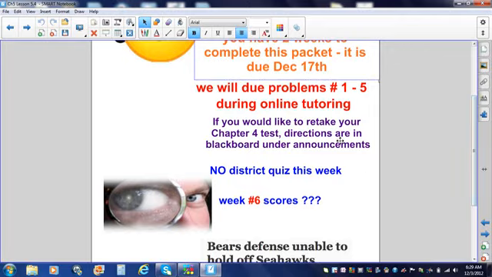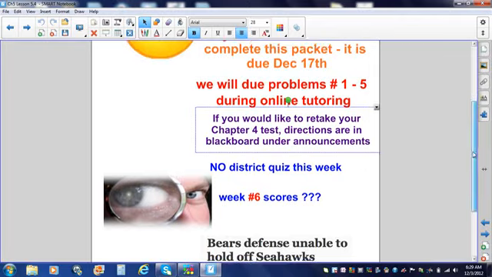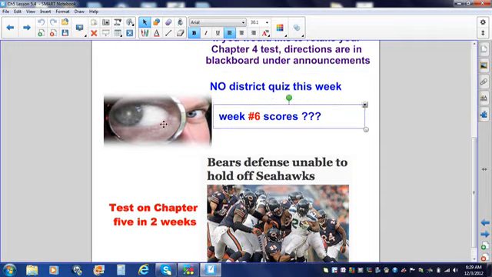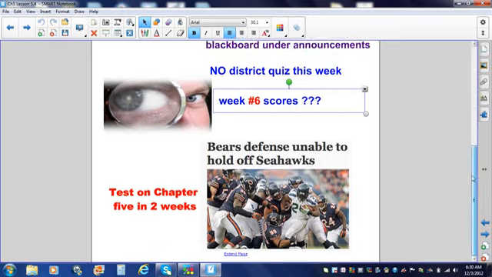If you want to retake your Chapter 4 test, directions are in Blackboard. There will be no district quiz this week. We're still keeping an eye out on week 6 course. Hopefully they will be in today or tomorrow.